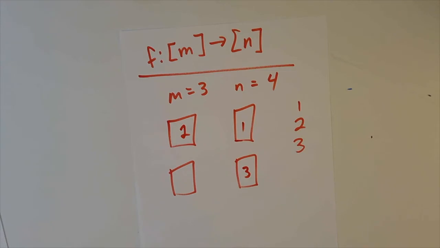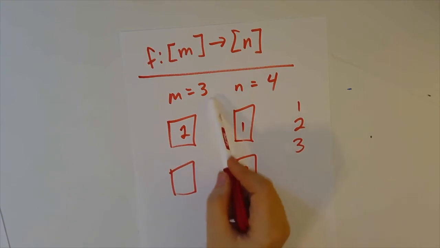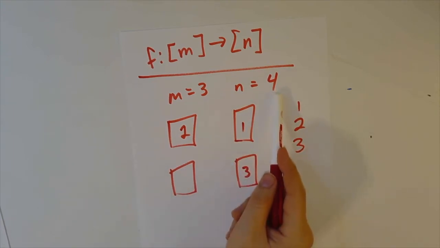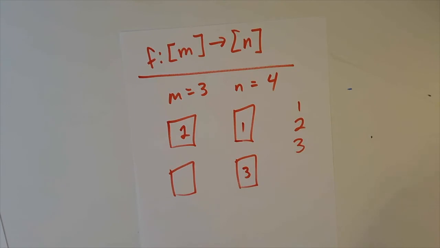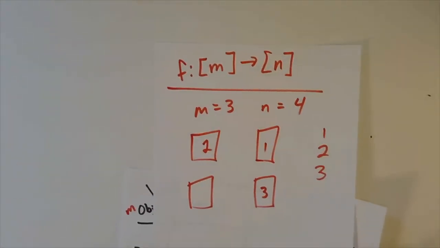Except remember, the boxes are indistinguishable. So in fact, I didn't actually do anything. This is exactly the same as if I put 1 here, 2 here, and 3 here. Okay. Which means if m is 3 and n is 4, how many ways are there to put m distinguishable objects in n indistinguishable boxes, such that there's at most one object per box? Well, there is exactly one way to do it. Okay. And so, in fact, that's always going to be the case as long as it's possible at all. Okay. When is it possible at all?